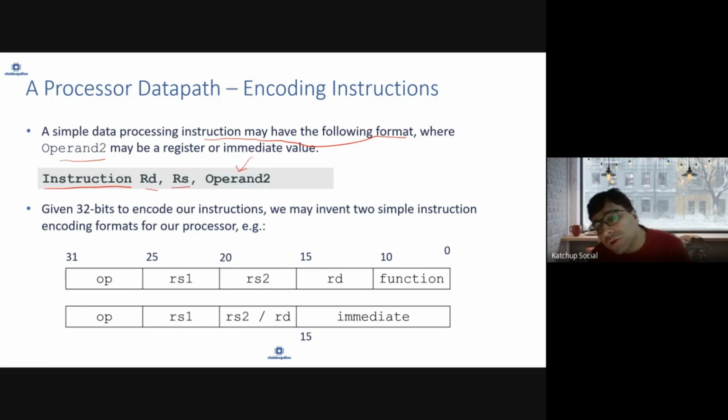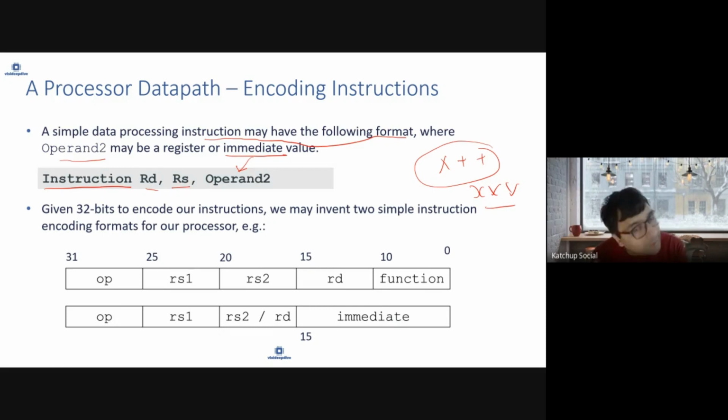Now your second operand can be another register, or maybe data which is in memory. Let's say you are doing x plus plus, then your second operand can be just what is there in memory. Or if you're doing x plus y, then the second operand comes from either an immediate value or maybe a register.